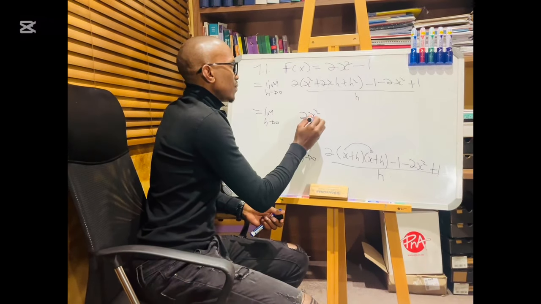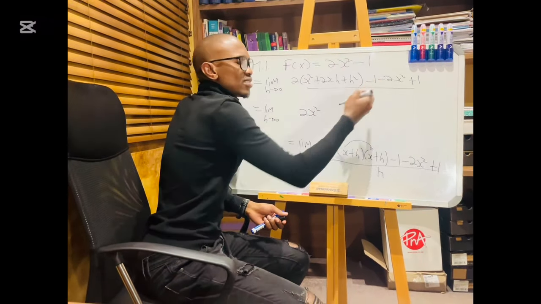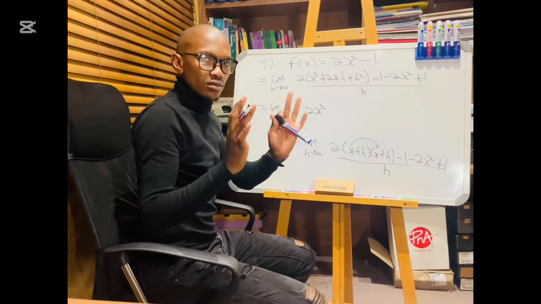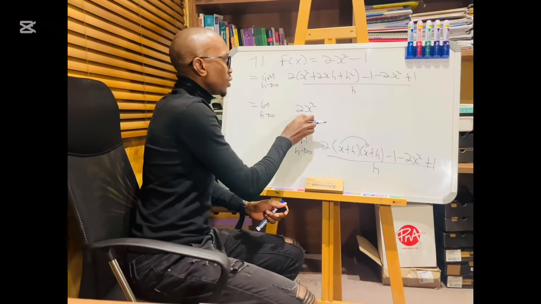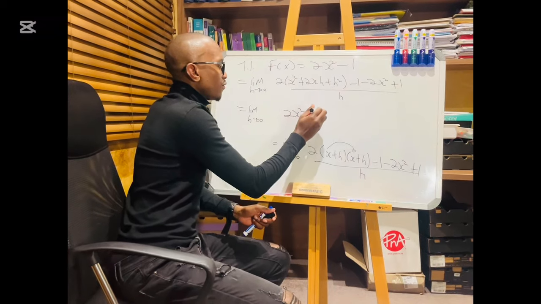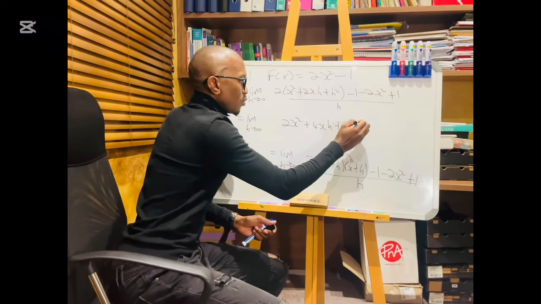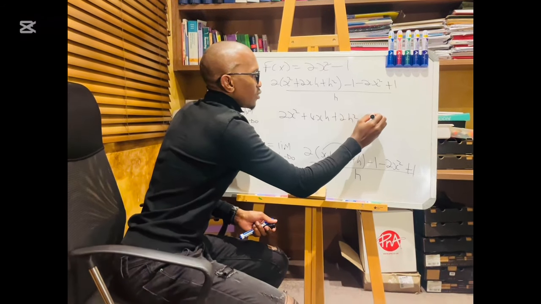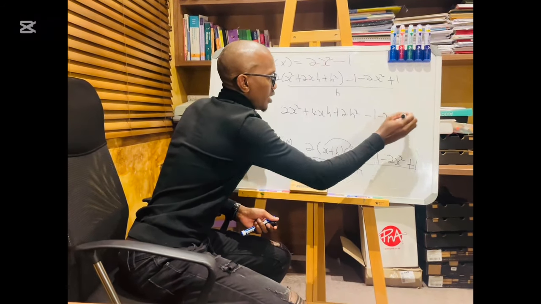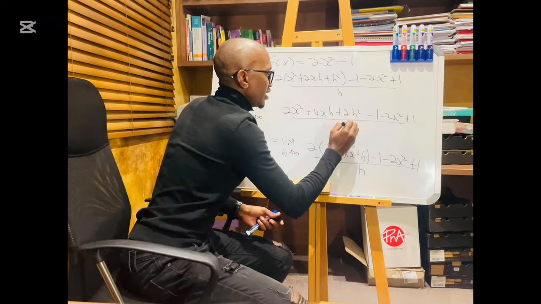Now 2 times x squared, 2x squared. 2 times this one. I know someone can just say this and this, it's fine. I just want to do everything at once. 2 times this one, 2x squared. 2 times this is 4xh. 2 times that one, plus 2h squared. And then that -1 minus 2x squared plus 1, all divided by h.